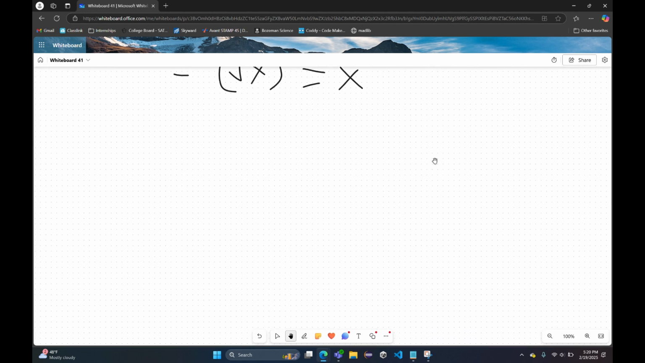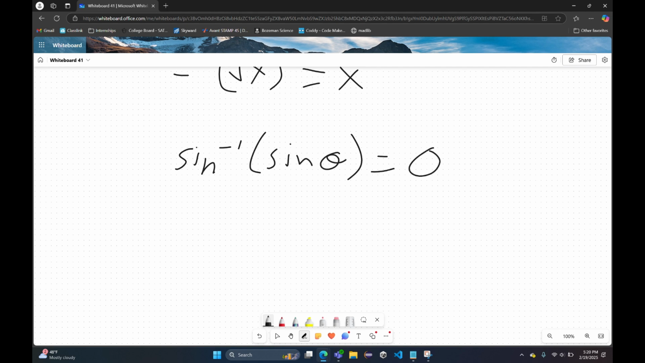From here, we can probably deduce what the inverse of sine is. Sine inverse looks like this. Sine inverse of sine theta. And guess what we're going to get back? We're going to get back theta. So this sine inverse undoes the sine in here.